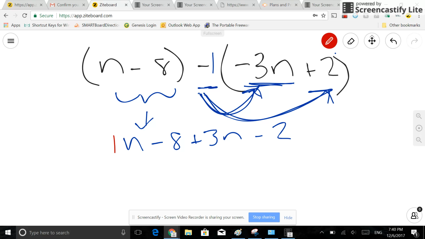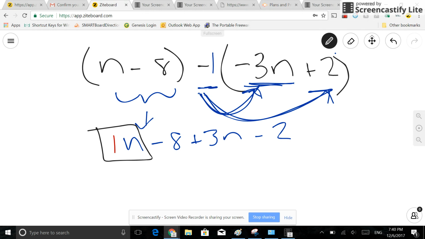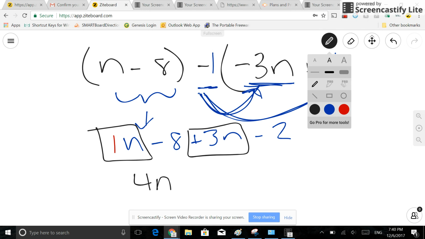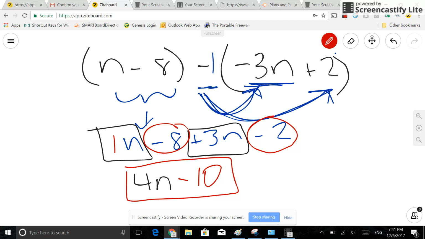Now, if you need to put in a 1 before that floating n that's alone, you can do that. And then you can start combining your like terms. So this is a 1n plus 3n, which gets you 4n's. And then this is a negative 8 minus 2, or negative 8 plus a negative 2, which gets you a negative 10, or minus 10. So your final answer is 4n minus 10.